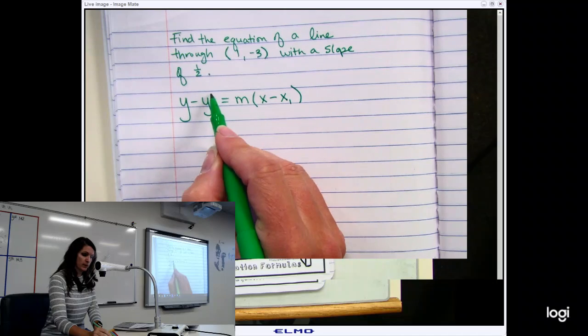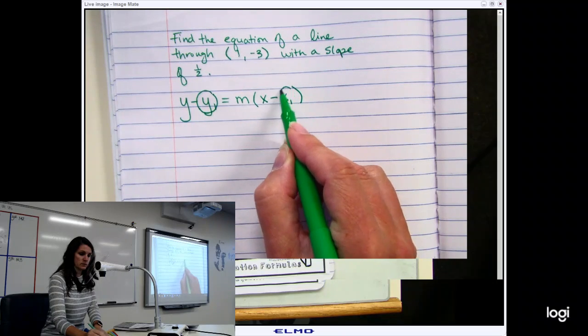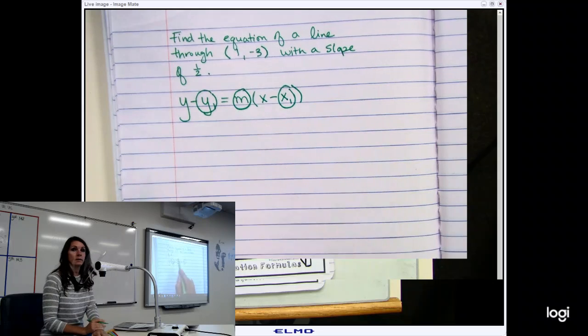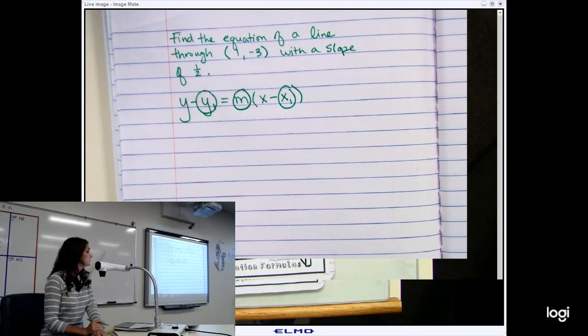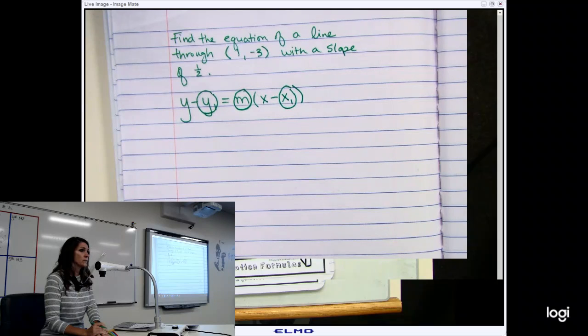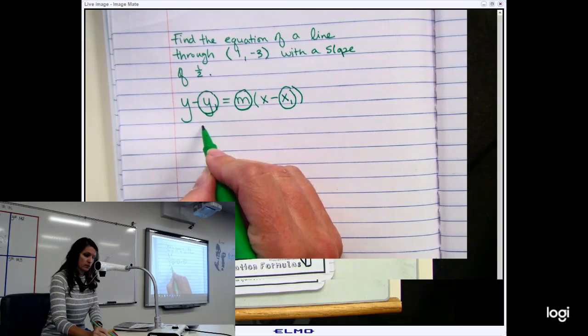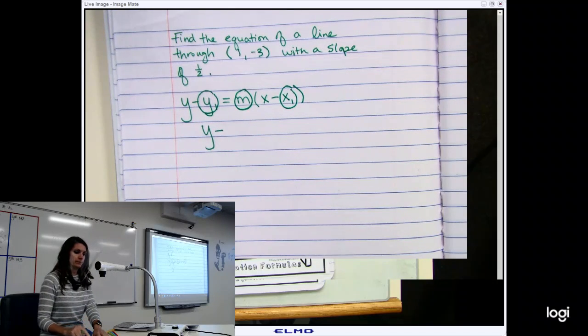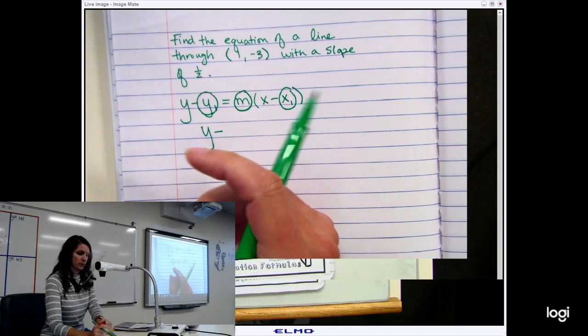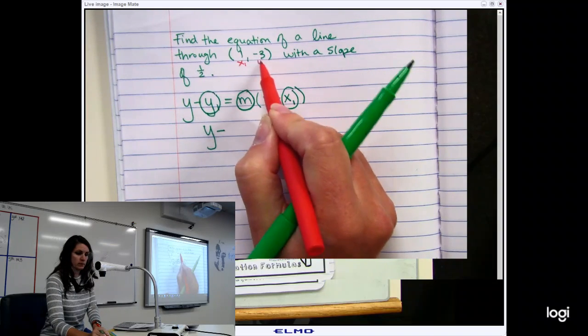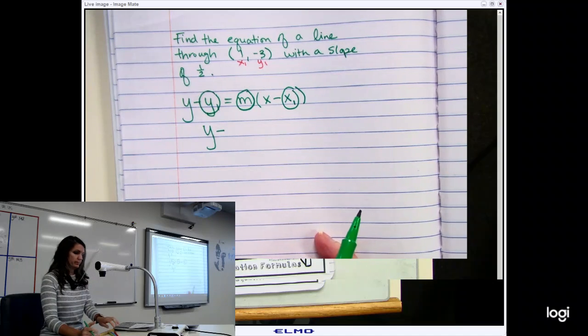Okay, so we replace this and this and this. Is this familiar to anybody? Okay. We're still writing, so I'm going to slow up for a second. All right. Y minus, what is our Y1? Up here is X1, Y1. So what is our Y1? All right.